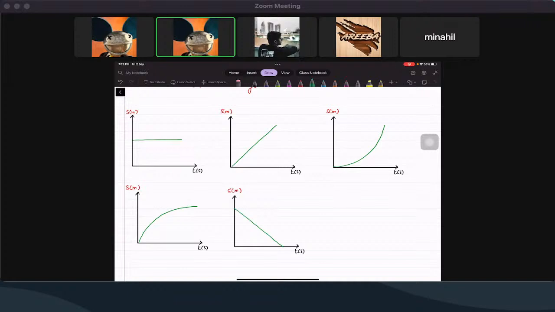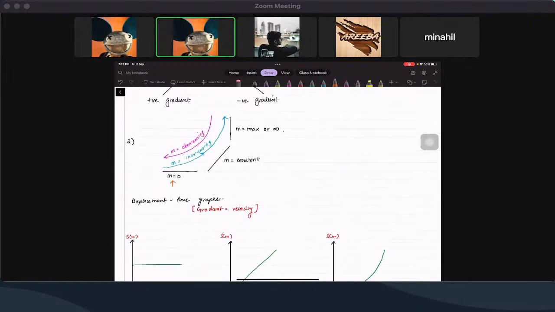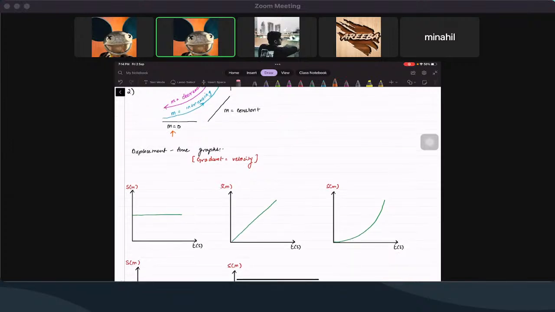Now, if you look at the very first graph, it basically shows you exactly this line. Do you guys understand? Which means that here the gradient is zero, which means the velocity is zero. It means the object is at rest. Is it clear, everybody? In the second one, it looks like this, which means the velocity is constant because the gradient is constant.